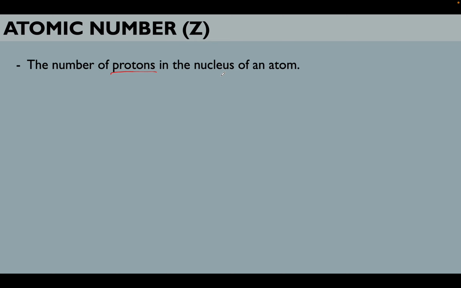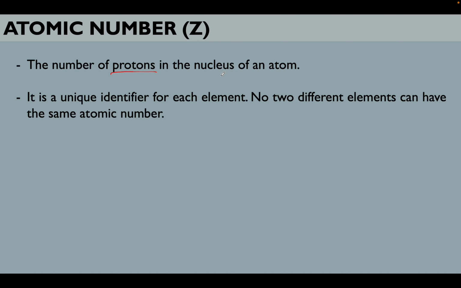So again, for example, if there is only one proton, meaning the atomic number is 1. If you find atomic number 1 in the periodic table, it is hydrogen. That is just an example. Again, the number of protons will determine the atomic number of an element. It is a unique identifier for each element. So again, no two different elements can have the same atomic number. That is why in the periodic table, each element has a specific atomic number. No two elements have the same atomic number.